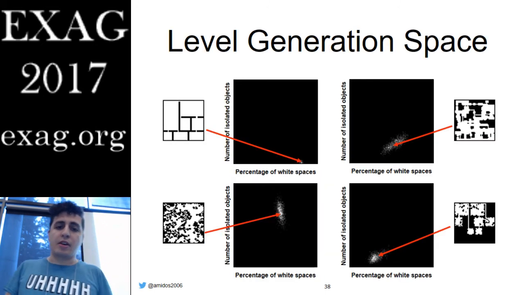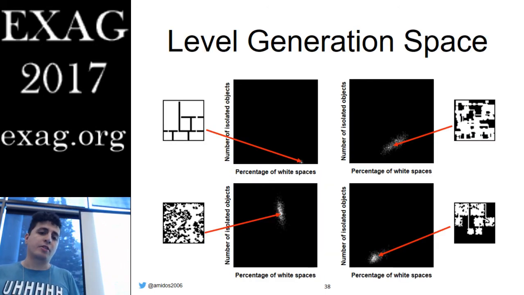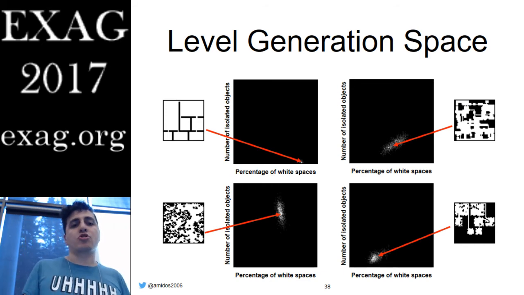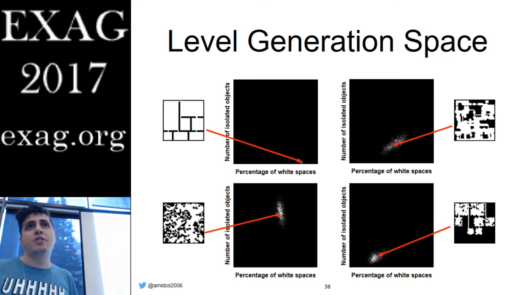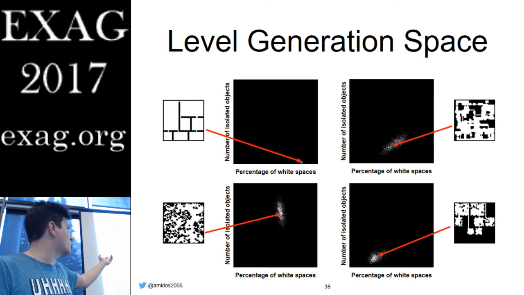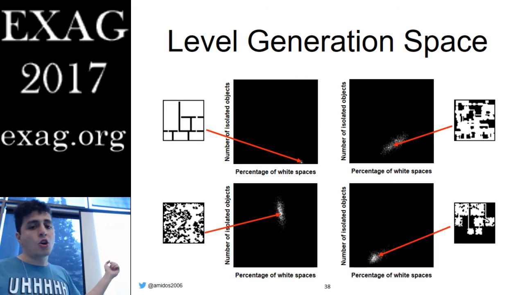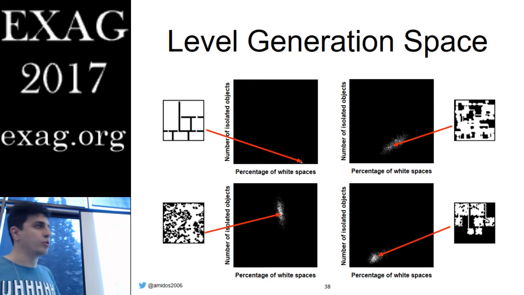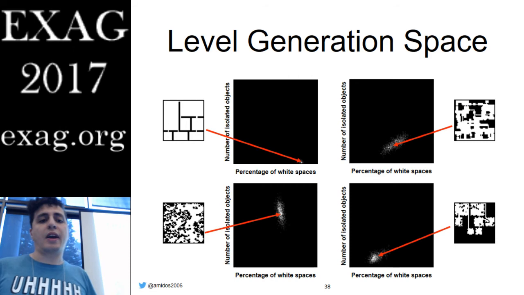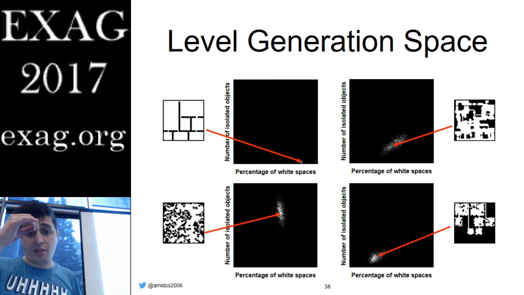And we wanted to see whether these algorithms are very different from each other or not. So we decided to represent a space for the generation for them, for which we use two dimensions. The first one is the percentage of white space, how big the white space in the map is, and the other one is the number of isolated objects. For example, binary space partitioning most likely has a very small number of isolated objects, because all the white tiles are connected and mostly all the black tiles are connected. So most of the generated maps will have very few isolated objects, but a very high percentage of white space.